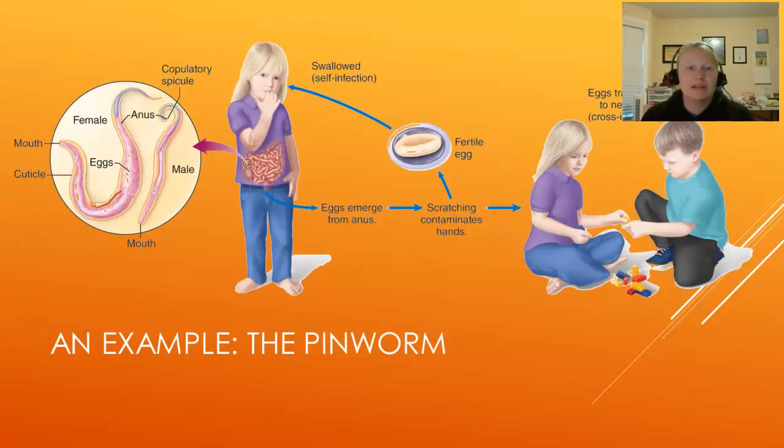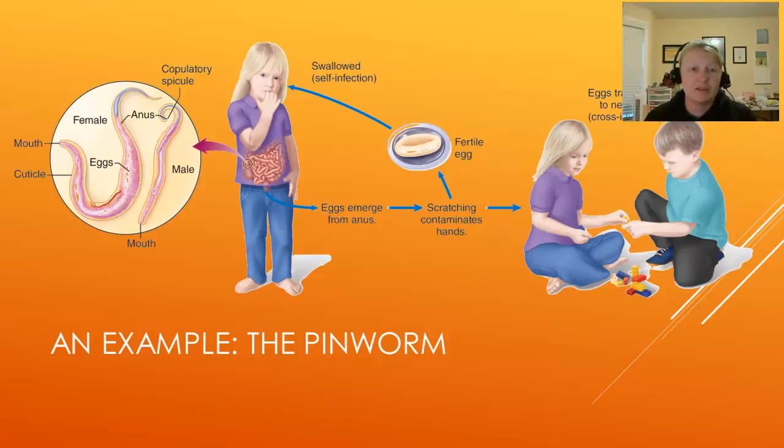So now that we've talked about the life cycle of the helminths, let's not gross ourselves out too much, but talk about how this looks in humans. And we're going to use our example of the pinworm. As you can see here, this little girl is the final host right now for the pinworm. And what they're doing, as you can see in this picture, is that we have the male and the female pinworms, and they're going to mate and lay eggs.